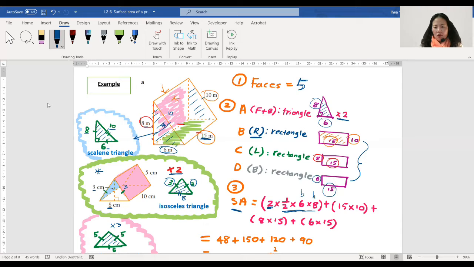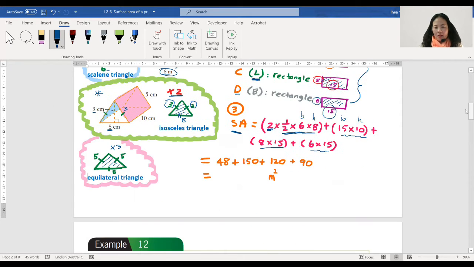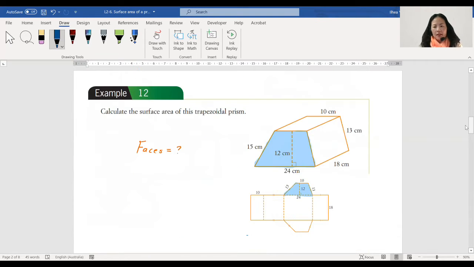Now I'm doing my right-hand side rectangle, which is the B shape, which is 15 times 10, like base times height. The C, which I would like to call my left-hand side of the rectangle, is this one, so I've done that. And then my base rectangle is this one, shape D, and that's 6 times 15. Now put all that in your calculator, you will get 408 square meters.